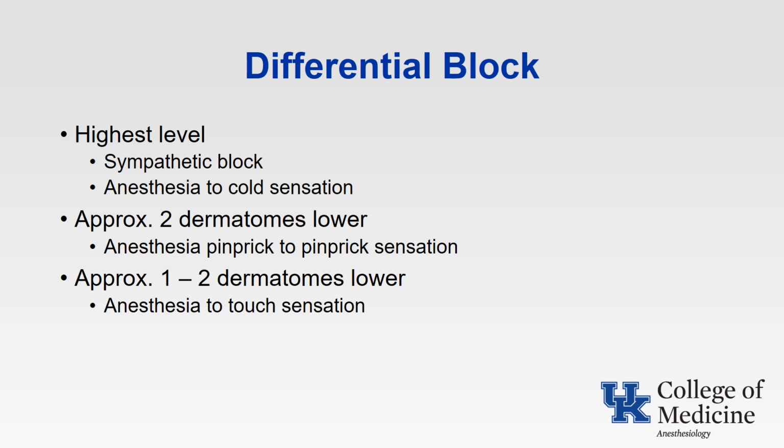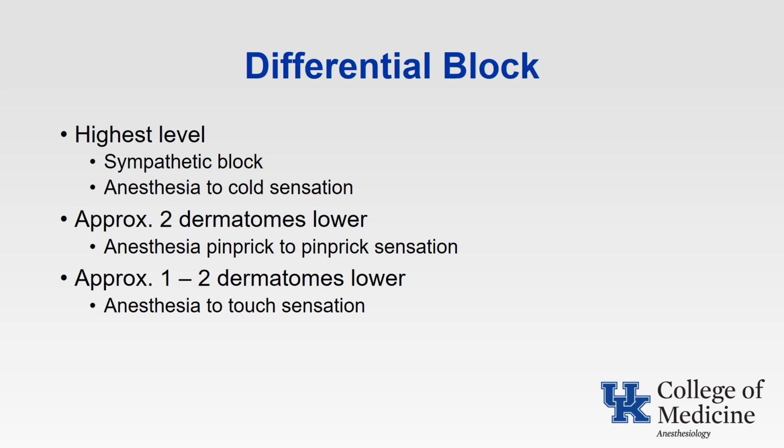Now, this is important to know, especially when you are checking your sensory level. For instance, many people like to check their level using cold. They don't like sticking a patient with a needle, and that is fine as long as you understand that, for instance, if you have a block to T6 for cold, then your block to pinprick, to sharp, which is what you really need if a patient is undergoing surgery, is going to be a couple of dermatomes lower, like T8. So that's important to know. And then touch sensation will be lower than that.